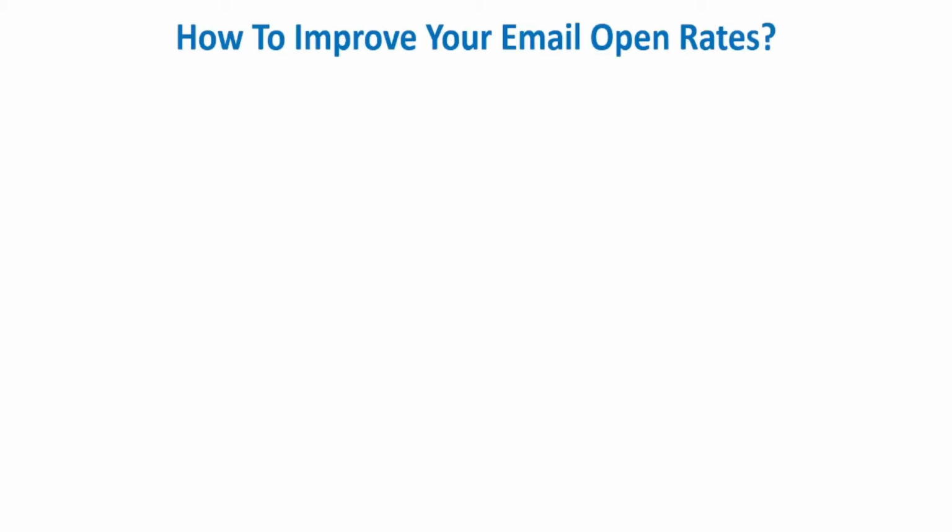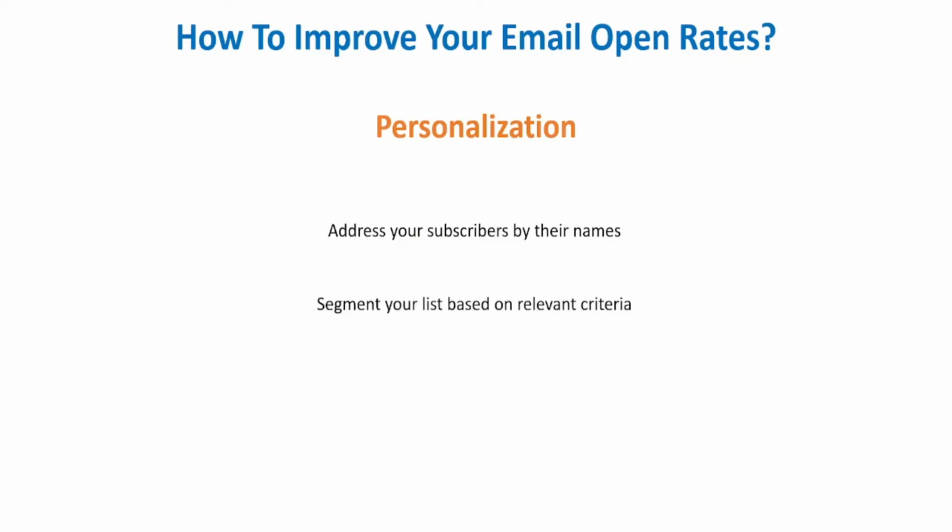Now, the second tip would be personalization. Now, what do you mean by personalization? Personalization comes in different ways. You can address your subscribers by their first name. Now, this is a basic one. And if you really want to do more advanced personalization, then you really need to segment your email list based on relevant criteria. Now, what do you mean by relevant criteria?